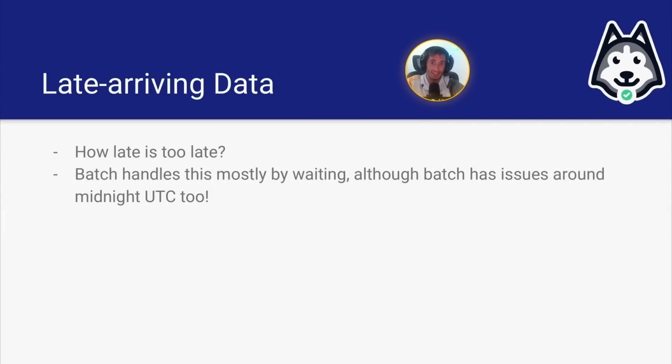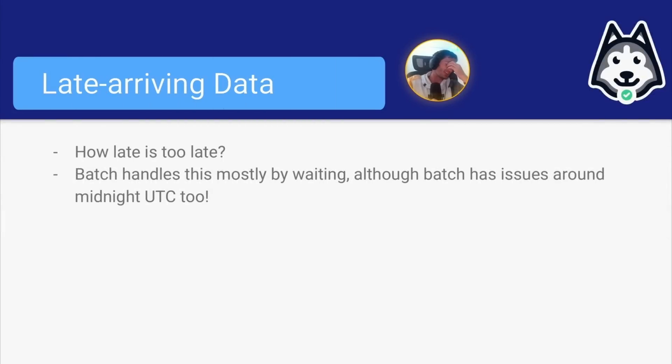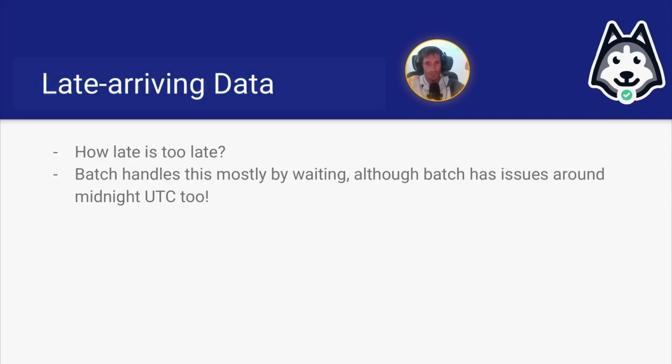Okay, late arriving data. This is another thing that Flink can do, which is where, okay, how late is too late? And you do have to pick the time there. Is it 5 minutes that's too late? 10 minutes that's too late? How far away is it that things need to be before it's too late?